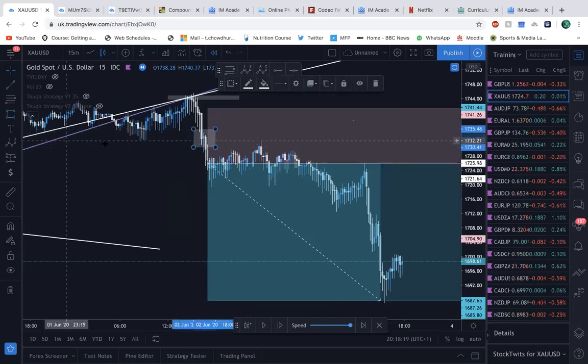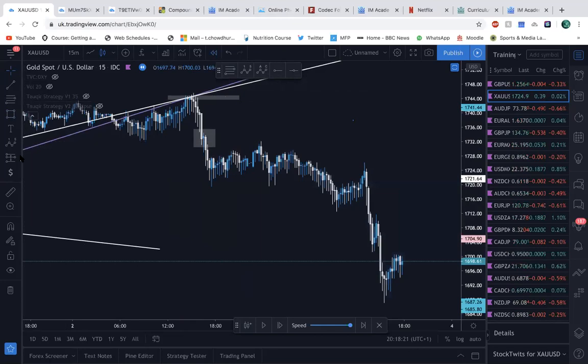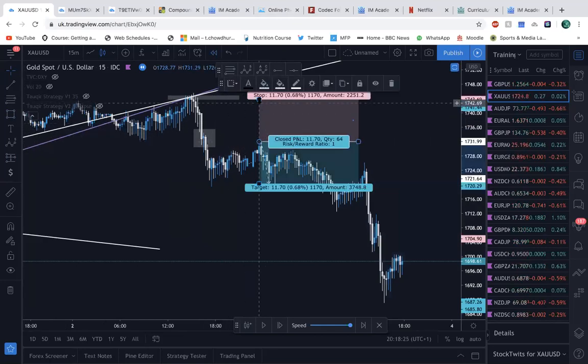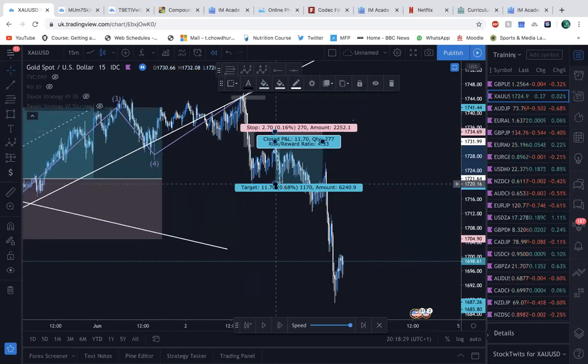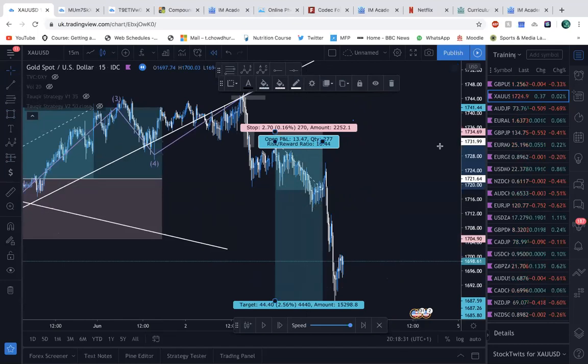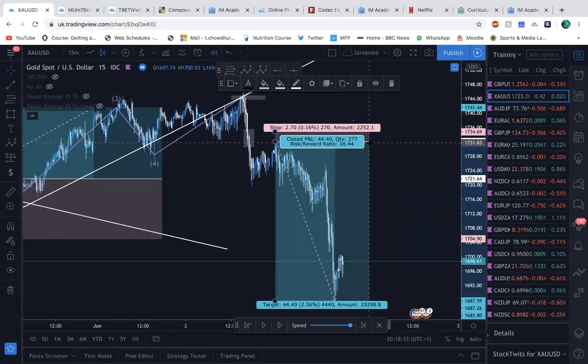And as you can see, you could have simply entered on the order block right here, you could have entered on the 50% of the order block. Your stop loss would have been the fill of the imbalance, and then your take profit would have obviously been the previous low. And now look, holy crap, a 1 to 16.5.